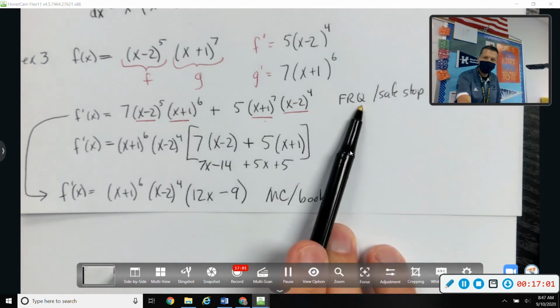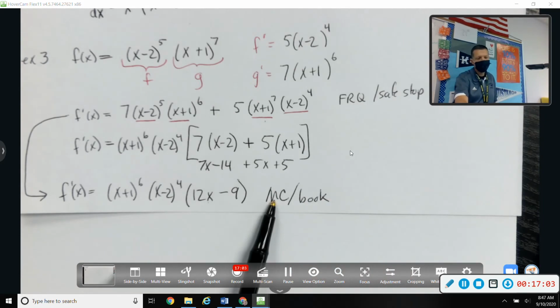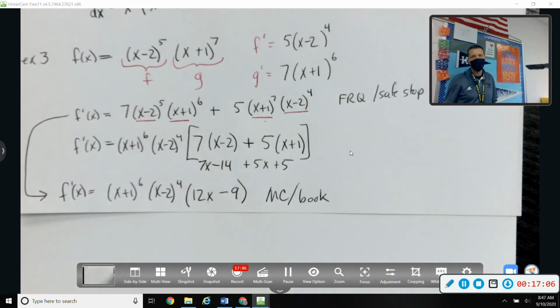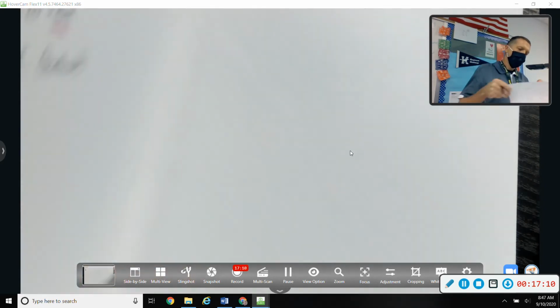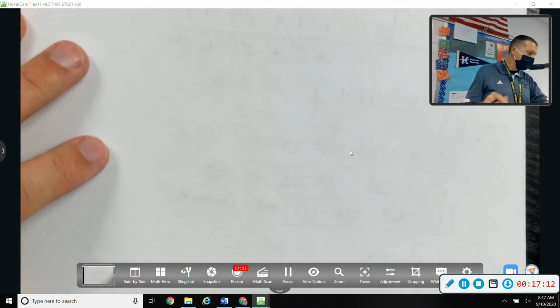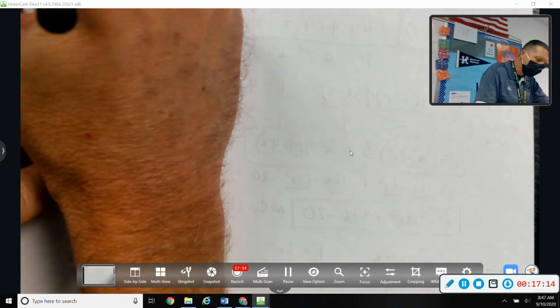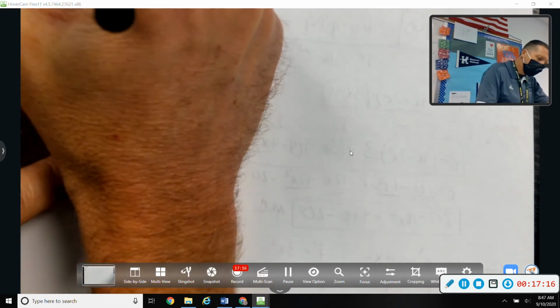Again, that's a safe stop, but on the test, if it's a multiple choice question, we're going to have you do the algebra. I feel like most of our lessons are one third calculus and two thirds algebra. All right, quotient rule.